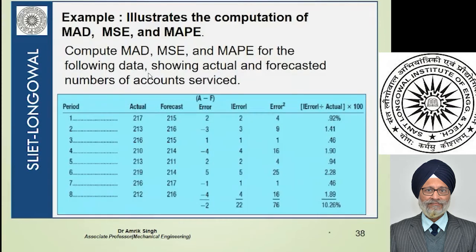Let us take one example that will make all these things clear. It says that data is given for 8 periods. This is the actual demand, and this is the forecasted one. It says compute MAD, MSE and MAPE for the following data showing the actual and forecasted value of the accounts service. Some data is given.